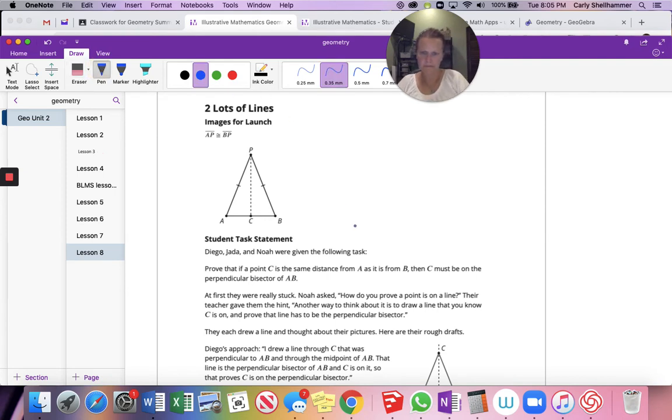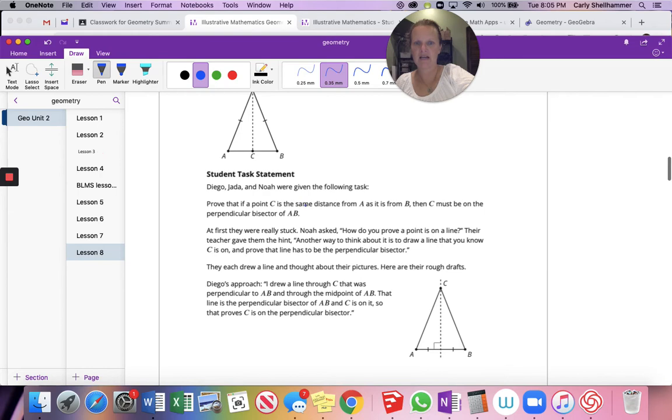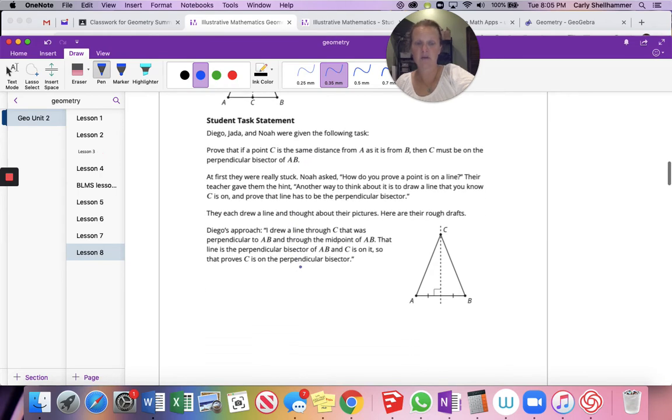All right. So at first, they were really stuck. Noah asked, how do you prove a point is on a line? Their teacher gave them the hint. Another way to think about it is to draw a line that you know C is on and prove that line has to be the perpendicular bisector. Okay, they each drew a line and thought about their pictures. Here are their rough drafts.